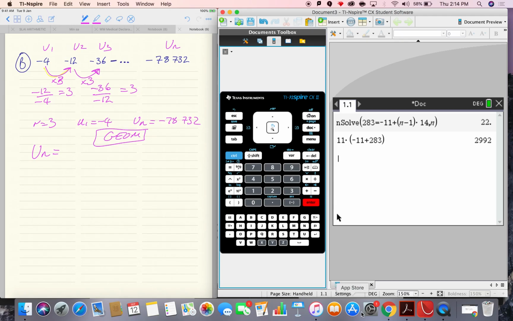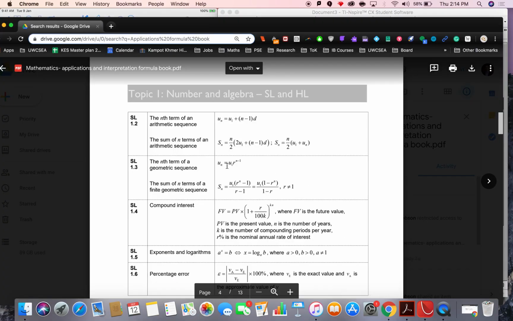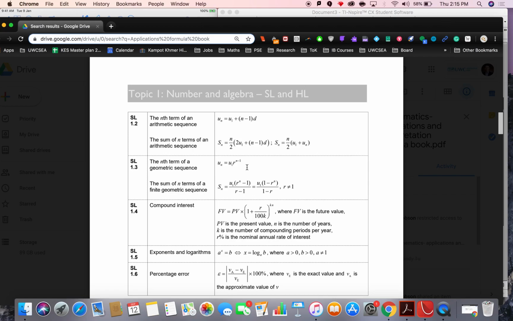So now we go to our formula book. And geometric, u of n equals u1 into r to the n minus 1. Make it a little bit clearer. n minus 1. And notice the n minus 1 is all up in the exponent. Okay, so let's substitute what we know in. un, the last term, is negative 78,732. And we jump to the last term by starting at u1, the first term, negative 4, and multiplying it by r to the exponent, n minus 1. Remember, it's the n we're trying to find.